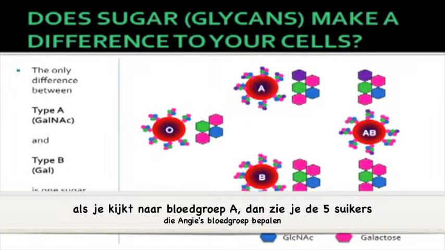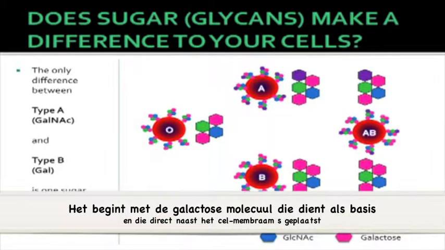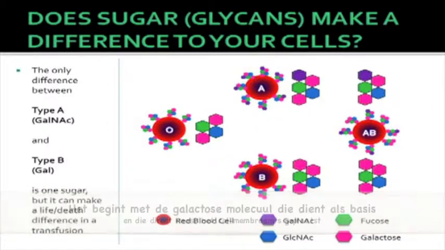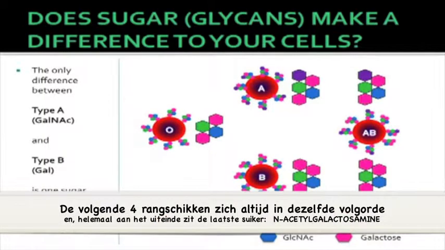So if you look at type A, you'll see the 5 sugars that make up Angie's red blood cell. It starts with a molecule of galactose as the base right next to the cell membrane. And then the next 4 are always in the same order. And the last sugar that she has is a sugar called N-acetylgalactosamine. And that's the sugar on the very outside of the red blood cell.